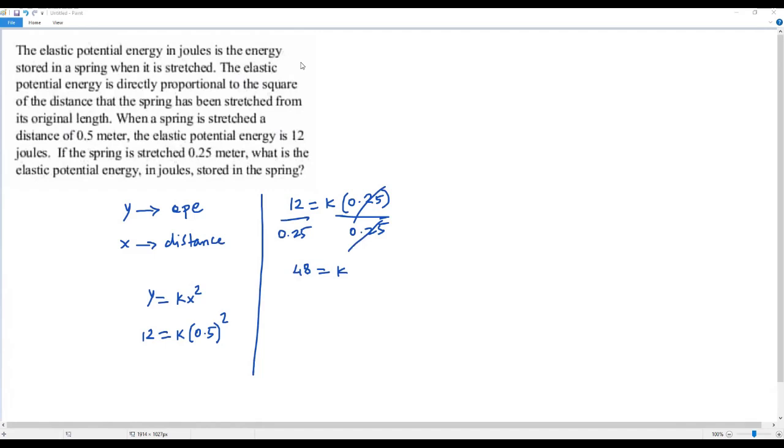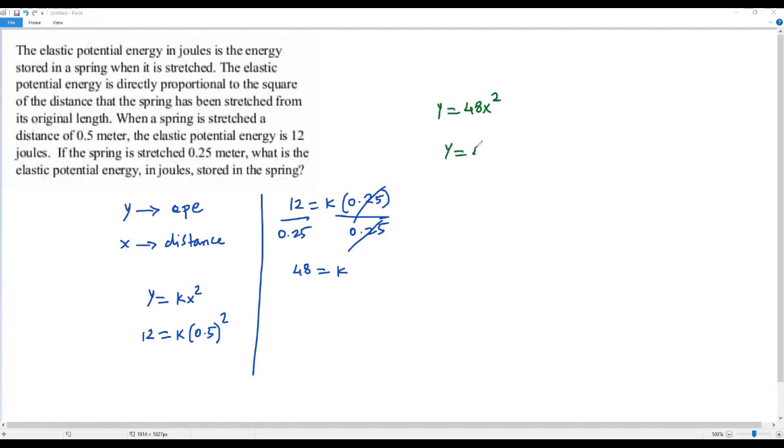Now we can plug in this 48 for k over here so that this equation will be complete. Then we get y equals 48 times x squared. Our aim is to find the elastic potential energy, that is the value of y, when the distance, that is the value of x, is 0.25 meters. So in this equation, I have to plug in this 0.25 for x and evaluate the value of y, which represents the elastic potential energy.